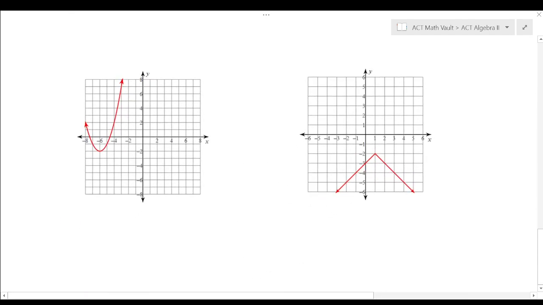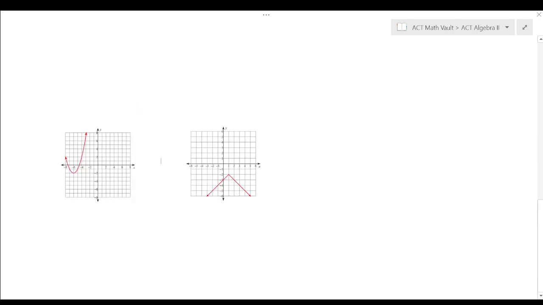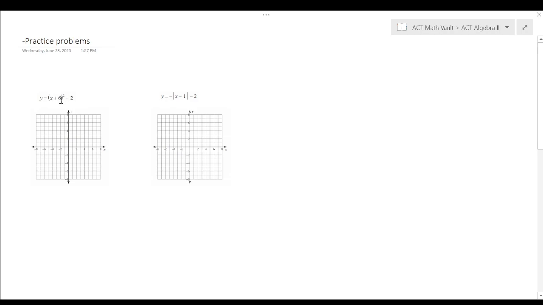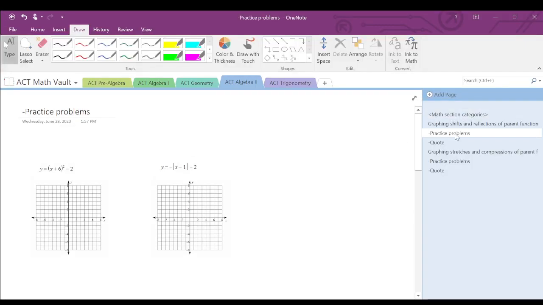Answers are here. So this one is going upwards because it's positive. This one's going downwards because it's negative or reflected. And notice the shift, the number of units in both cases are indicated by these numbers here. So 6 and 2, 1 and 2, but think about in which directions they should go.